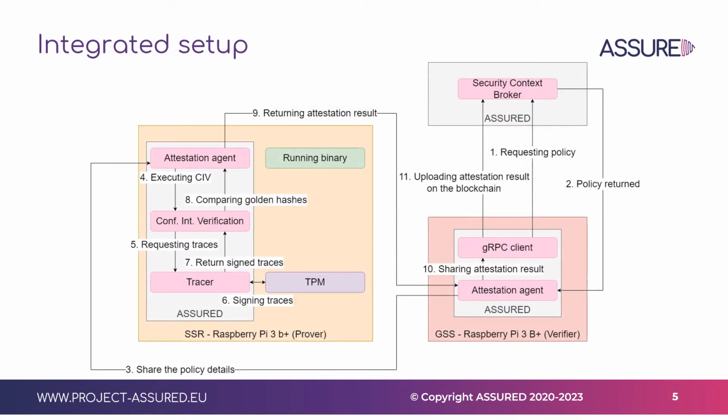In this demonstration, we will focus on the initial configuration integrity verification check of the binaries operating on the SSR after a policy has been uploaded to the blockchain. Starting from the verifier, the policy is requested from the security context broker and then shared with the attestation agent on the prover. This will read the policy details and, in this case, will execute the CAV procedure to attest the binary on the SSR. The CAV will request the traces of the binary, which will be signed by the TPM and shared back to the attestation agent, which will compare them with the known golden hashes. The attestation result is then uploaded to the blockchain for traceability.